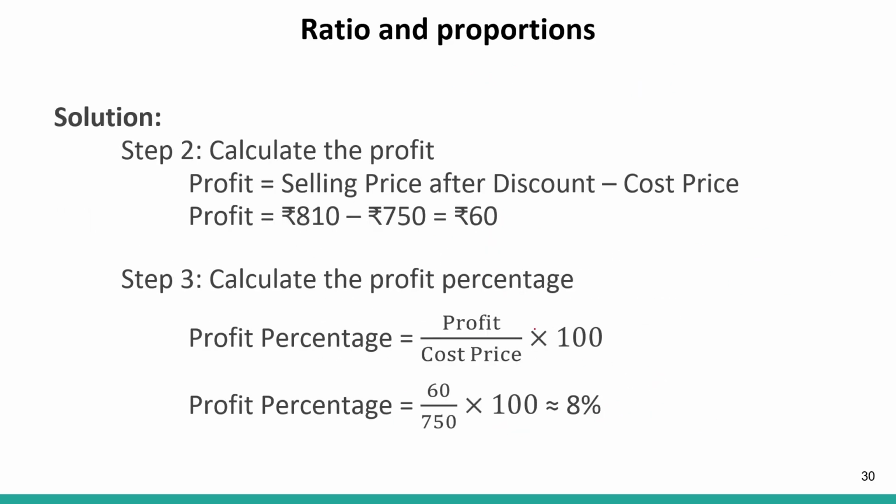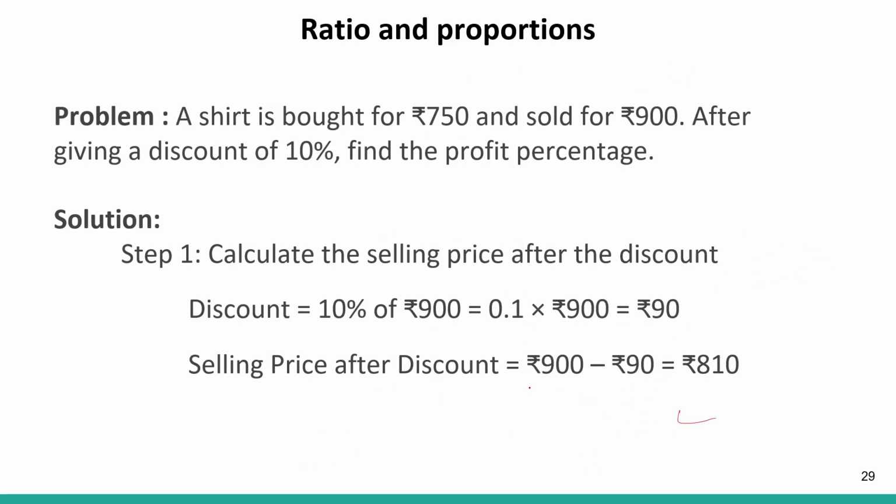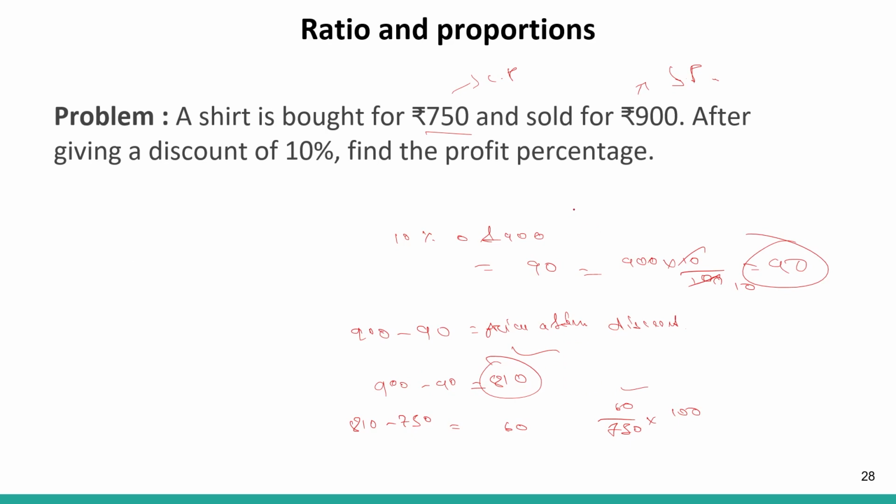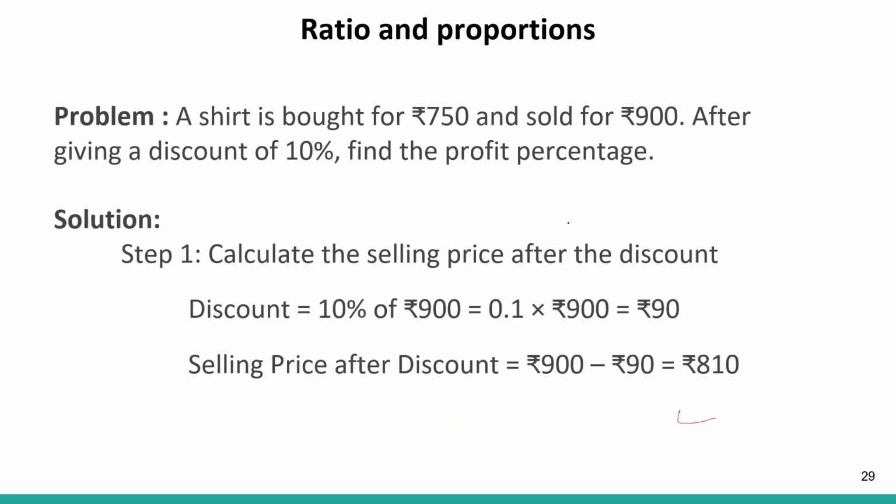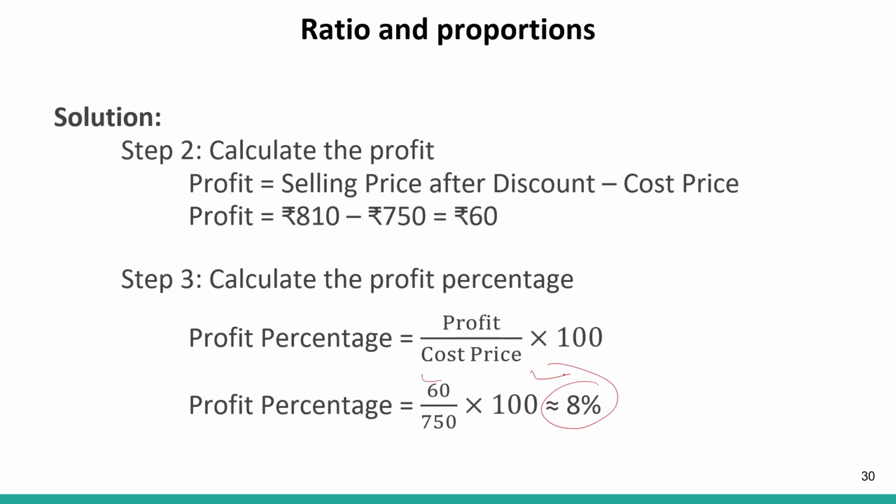So we multiply by 100. And then what we got is 60 by 750 into 100 is equal to 8%. That is approximately 8%. So if a shirt is bought for 750 and sold for 900, after giving a discount of 10%, the profit percent will be 8%. Okay, this is what we have got.